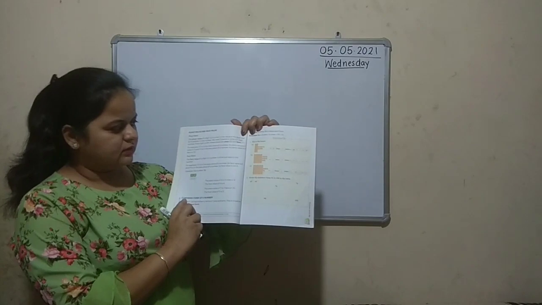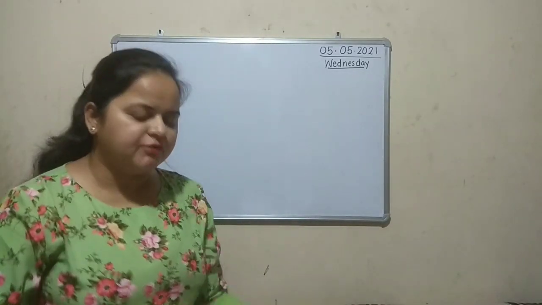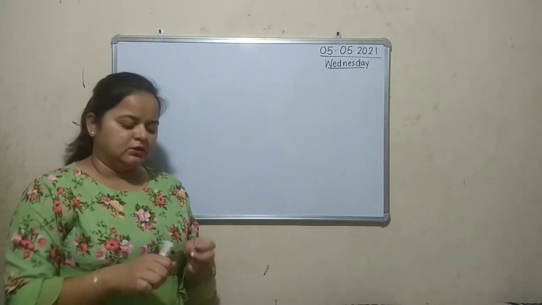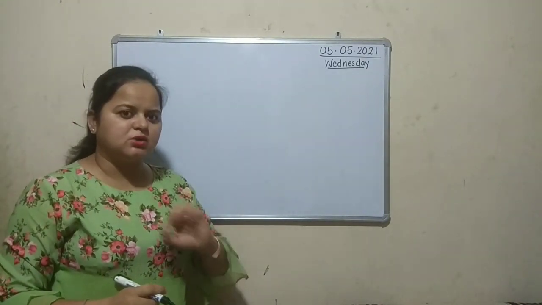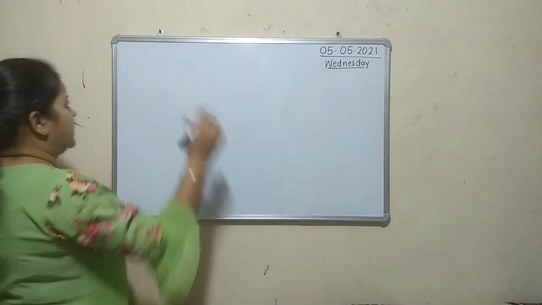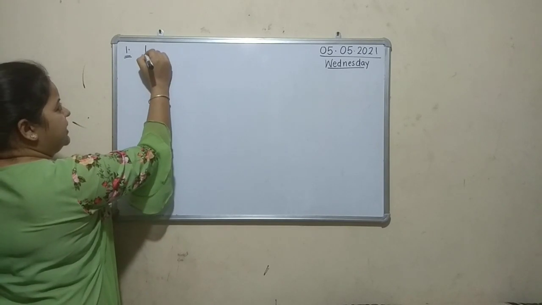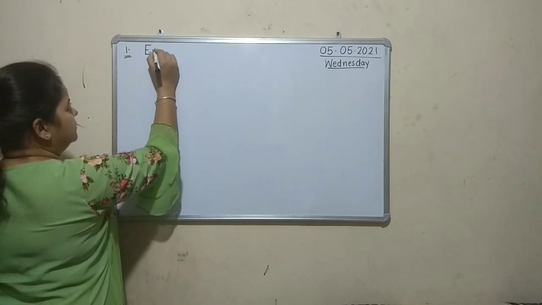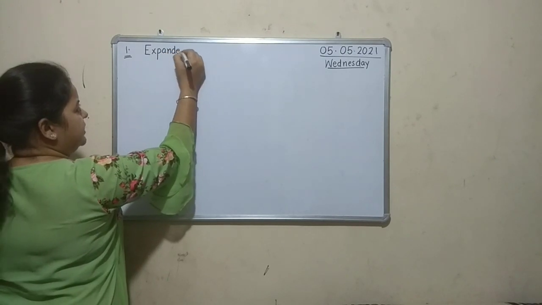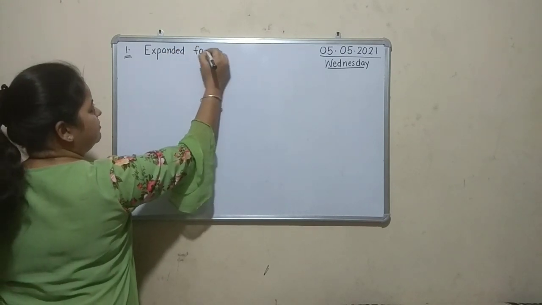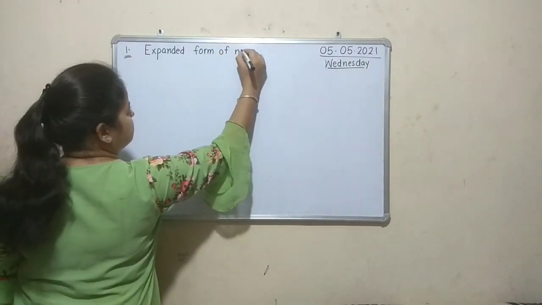First of all, in exercise 1A, there are sums on the expanded form of numbers. So you have to write the same questions which ma'am is writing on the board. Okay, start writing with me. Number 1 is expanded form of numbers.